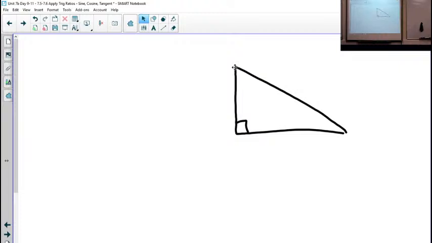So I'm going to talk about what we've done so far and what we're about to do. So far we have two tools to solve for different sides in our triangle. And today we're going to learn about the third. The two tools that we have so far are Pythagorean theorem. That's when we know two of the sides and we set up c squared equals a squared plus b squared to solve for the other side.